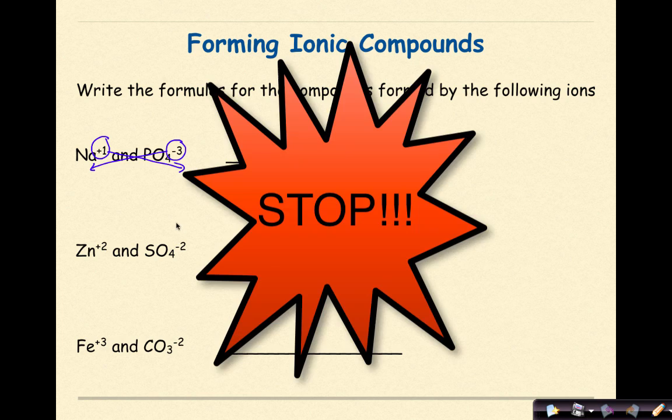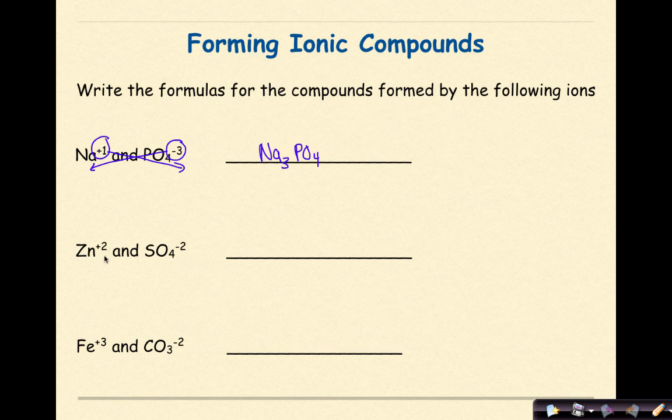Now what I'd like you to do is stop, write the formulas for the next two, and then check your work. Welcome back. Let's see how you did. Zn+2, SO4 -2. Here it's pretty easy. You can recognize that we have a +2 and a -2, and they're automatically going to cancel each other out. So we're just going to have ZnSO4. No need to cross down because the +2 and the -2, again, will just cancel each other out.